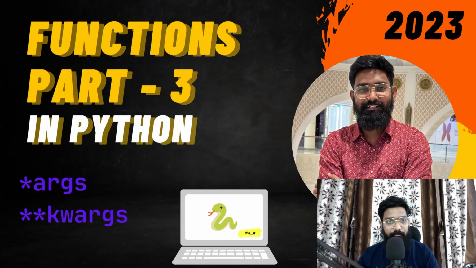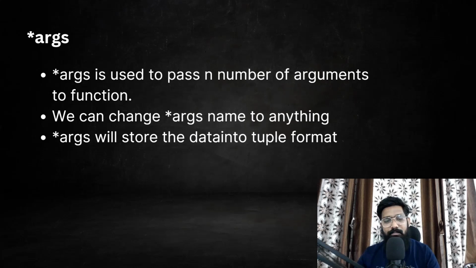I'm Viraj and today we are going to discuss functions part 3. Here we are going to cover args and keyword arguments. Args is used for passing n number of arguments to a particular function. These arguments can be any type: integer, float, string, and extensive data types like list, tuple, dictionary, set, etc.